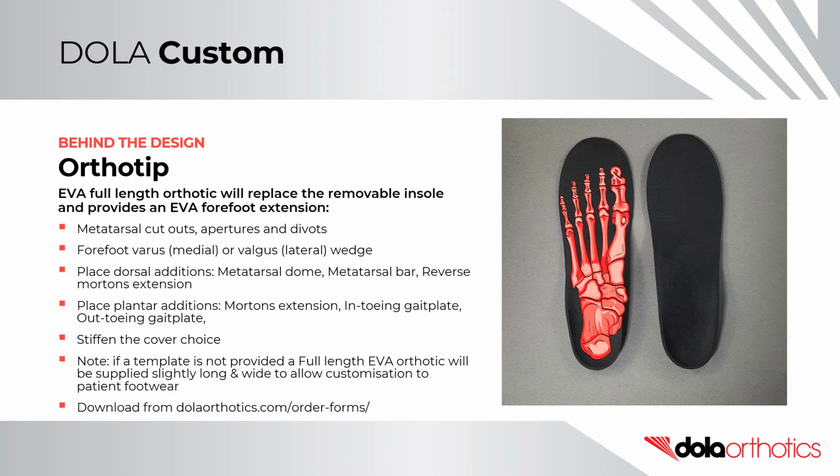Orthotip. An EVA full-length orthotic will replace the removable insole and provides an EVA forefoot extension. This can be used to provide metatarsal cutouts, apertures, or divots, provide a forefoot varus medial or forefoot valgus lateral wedge, to place dorsal additions including metatarsal dome, metatarsal bar, or reverse Morton's extension, place plantar additions including a Morton's extension, in-toeing gait plate, or out-toeing gait plate. It is used to stiffen the cover choice.